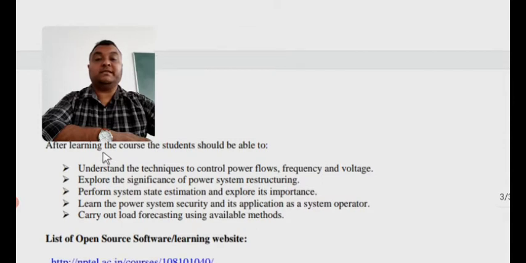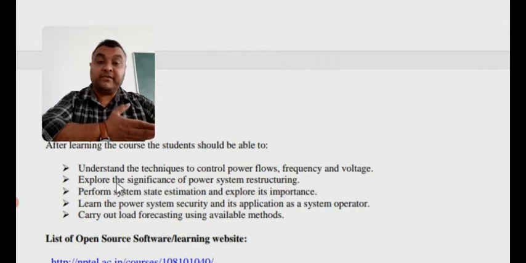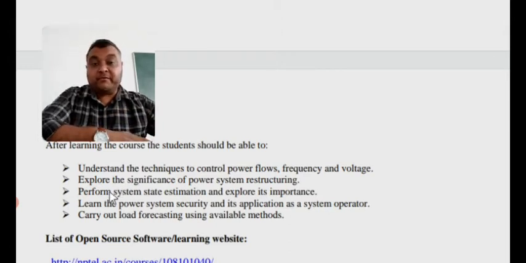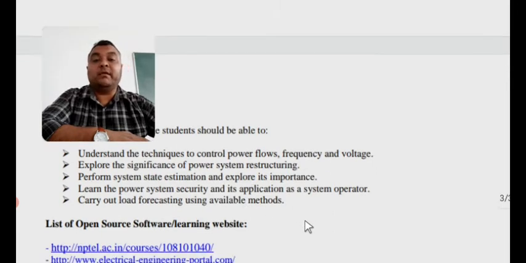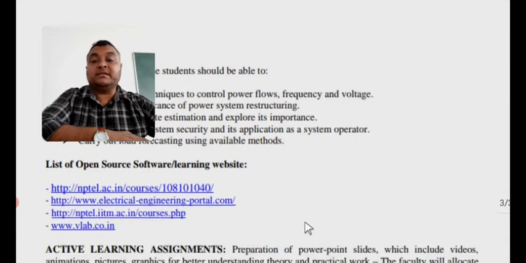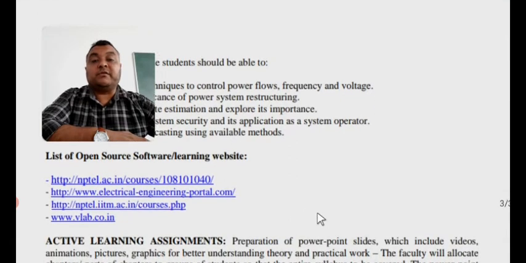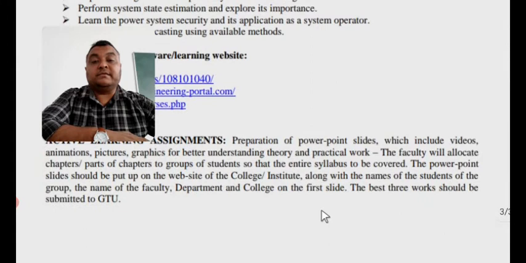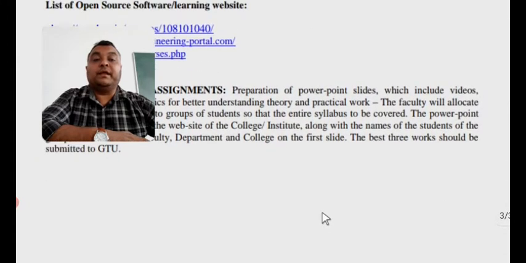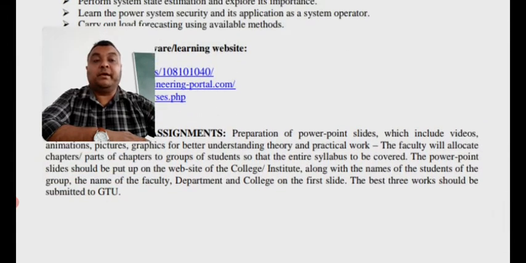That is, understand the techniques to control power flows, frequency and voltage, explore the significance of power system restructuring as we discussed, then perform system state estimation and explore its importance, learn the power system security and its application as a system operator, and carry out load forecasting using available methods. These are the list of open source software and some of the assignments throughout the subject that you have to complete.